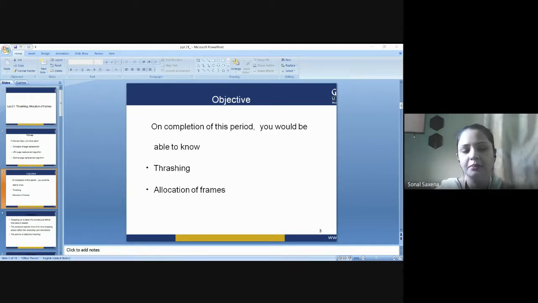Now, at least a minimum number of frames should be allocated to each process. This constraint is supported by two reasons. The first reason is that as fewer frames are allocated, there is an increase in the page fault ratio, decreasing the performance of the execution of the process. Secondly, there should be enough frames to hold all the different pages that any single instruction can reference. Now, let us begin with some of the page allocation algorithms.